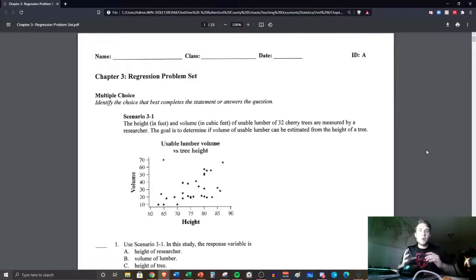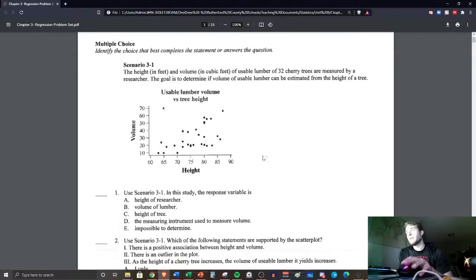So as you're reading these questions, you're always trying to decide which one is the response, and which one is the explanatory? Which one is explaining the other in a way? So it says the height in feet and volume in cubic feet of usable lumber of 32 cherry trees are measured by a researcher. The goal is to determine if the volume of usable lumber can be estimated from the height of the tree. In this study, the response variable is which one?